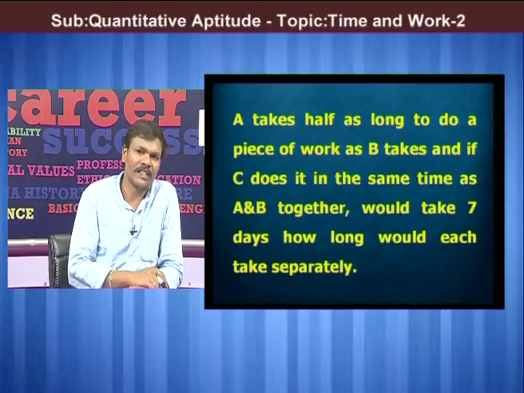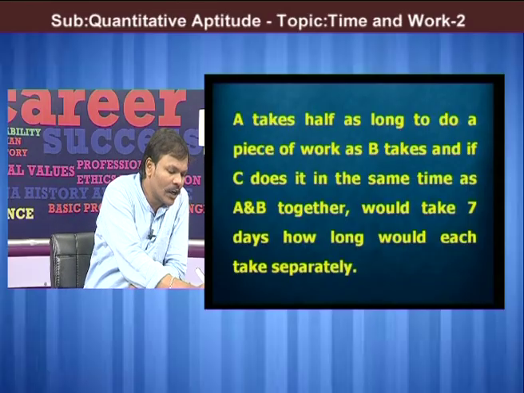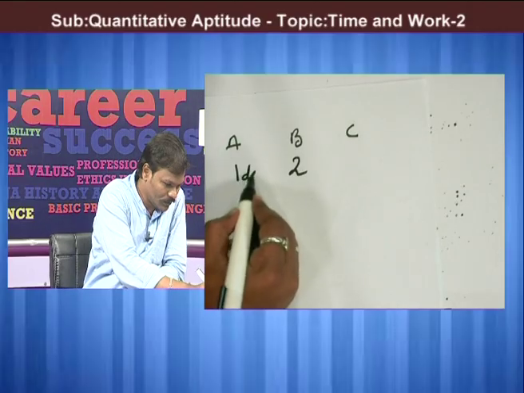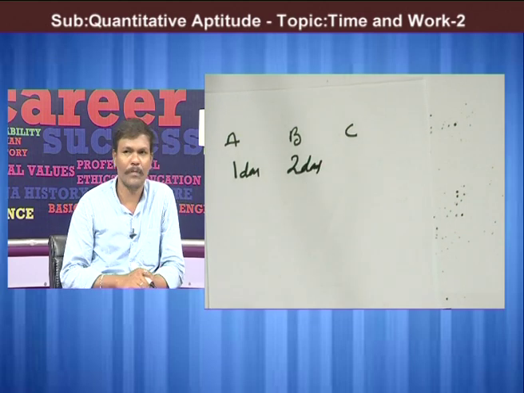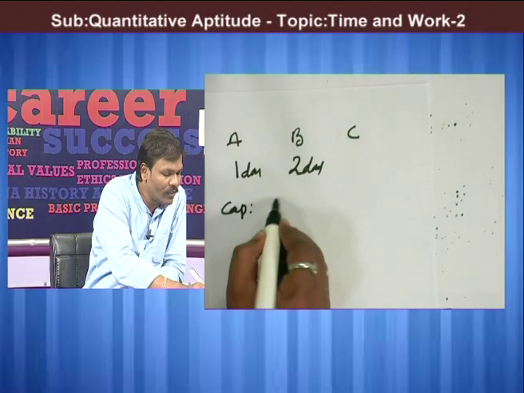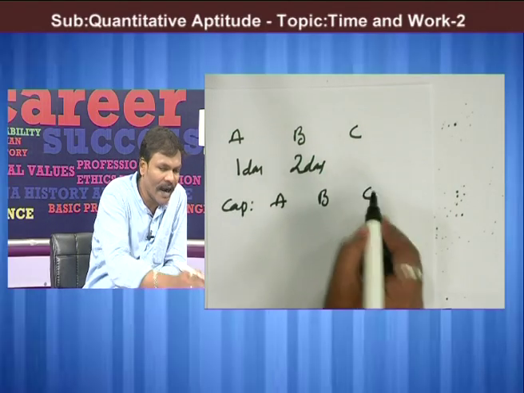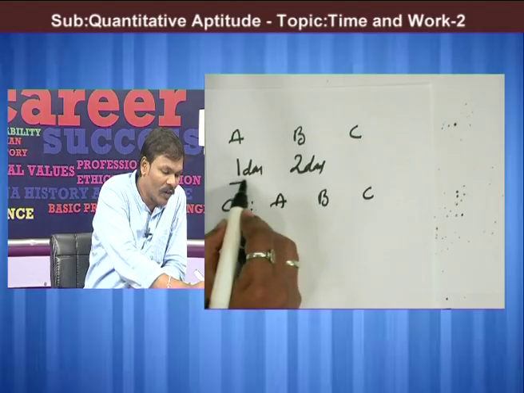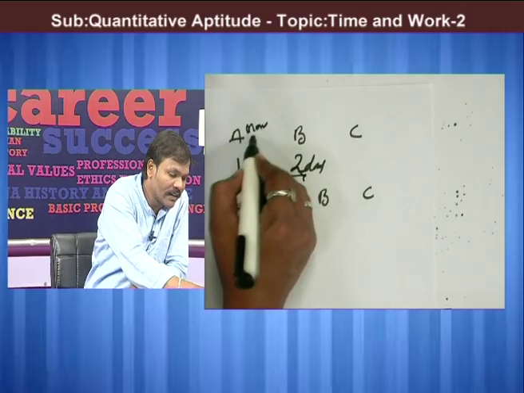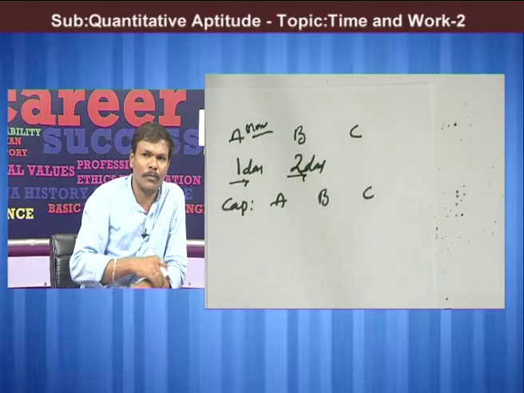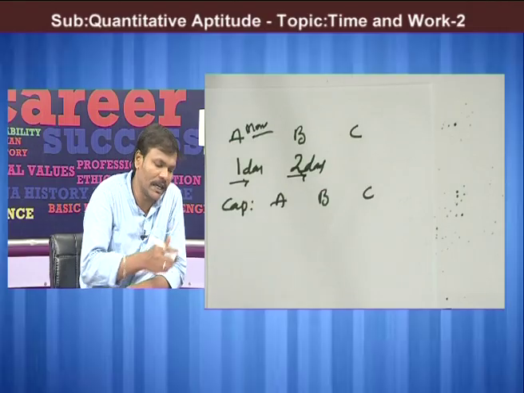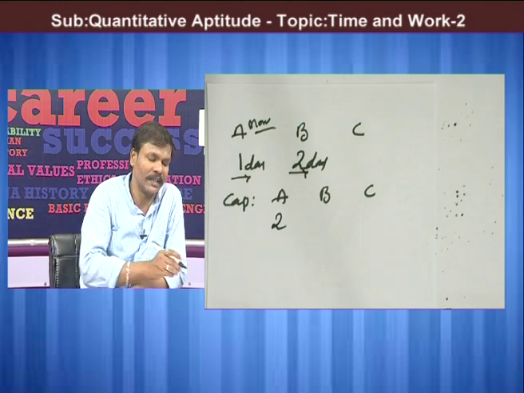So for our convenience, if B takes 2 days, A takes 1 day. Example, when we have 1 day and 2 days, A has more capacity than B, because A takes less time to complete the work. How much less time? Half of the time. Half of the time means he has double the capacity. A has double the capacity of B.